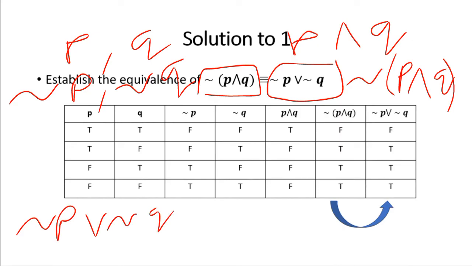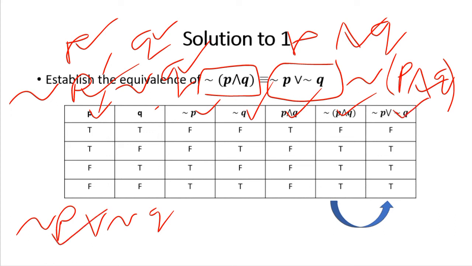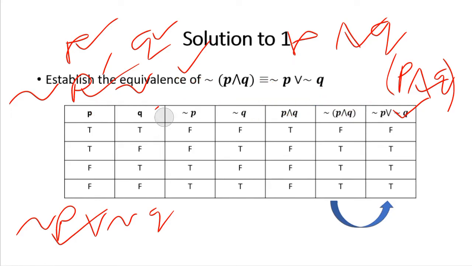So as you can see, everything is written here. P is here, Q is here, negation P here, negation Q here, P ∧ Q here, negation of P ∧ Q over here, and negation P or negation Q, which is here. I got them all from here. I'll show you again. I'll take it from the start.